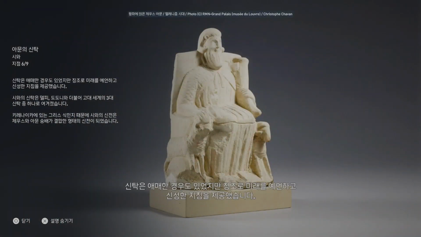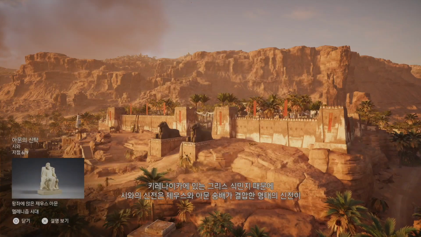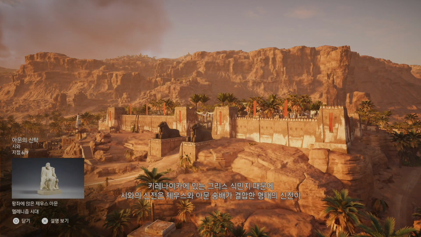Oracles predicted the future, delivered omens that could be more or less obscure, and offered divine guidance. The Siwa oracle was considered one of the 3 greatest of the ancient world, alongside the oracles of Delphi and Dodoni. Because of the Greek colonies in Cyrenaica, the temple associated Zeus with the worship of Ammon.